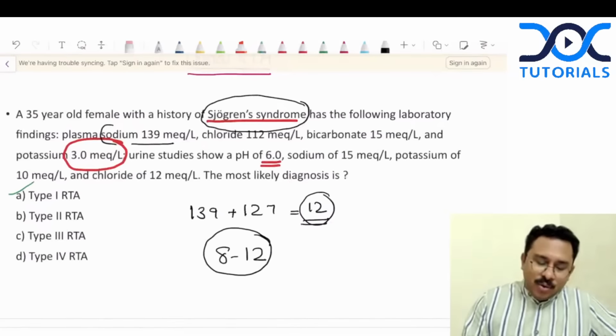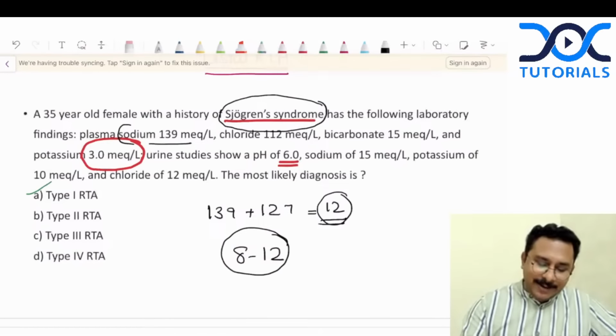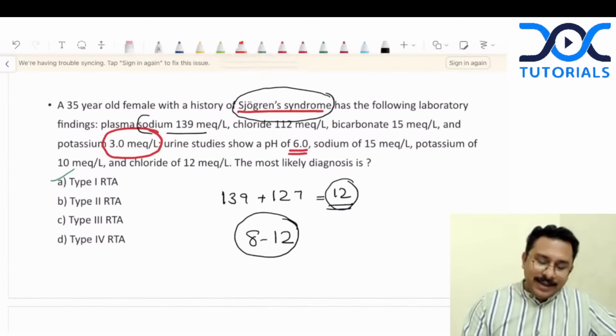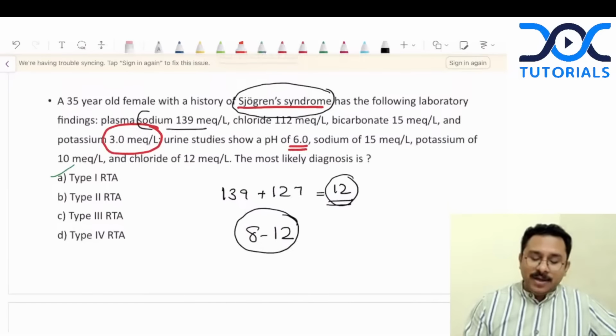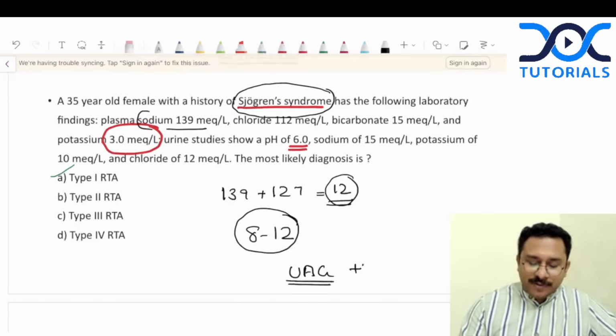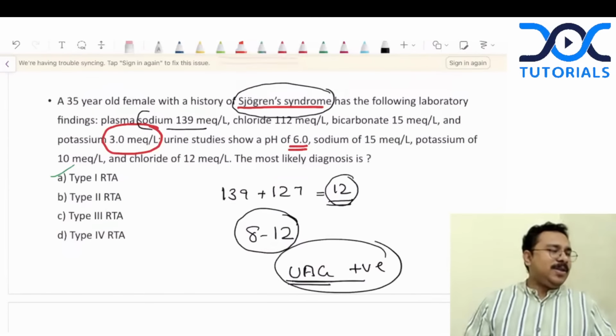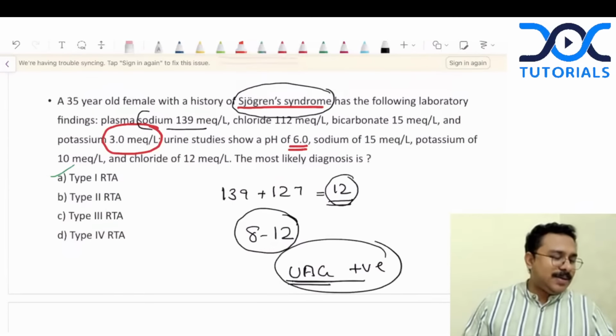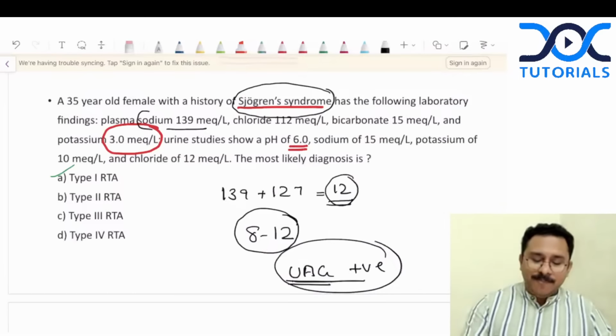What about the urine anion gap? You can see whether the urine anion gap is positive or negative. In this scenario, the urine anion gap is actually positive. Okay, urine anion gap is positive. Yes or no? Agree with me or not? Just let me know in the comment section. Are you agreeing with me? Yes. Urine sodium plus potassium.